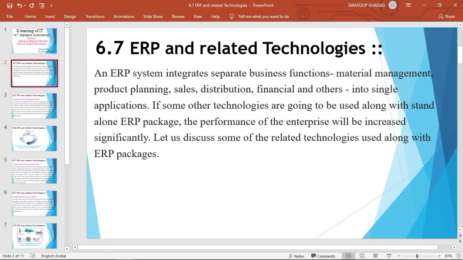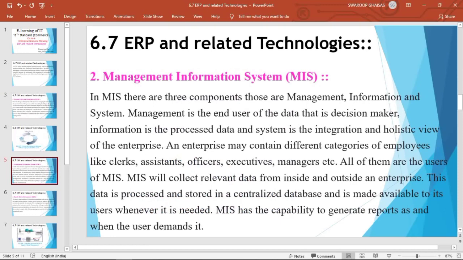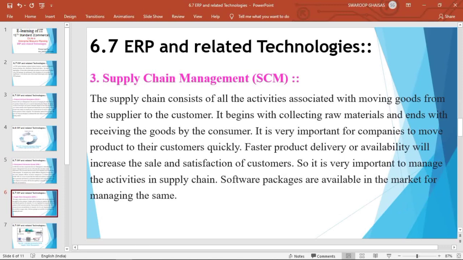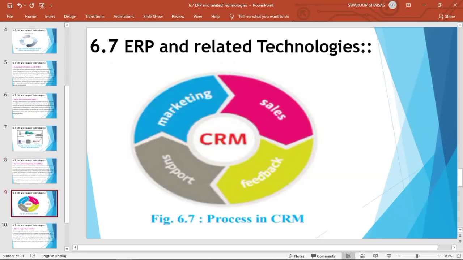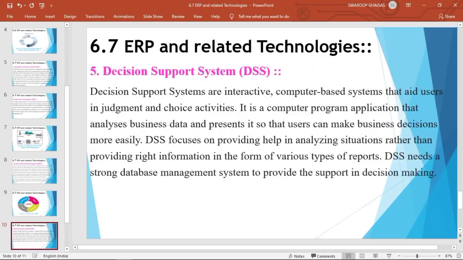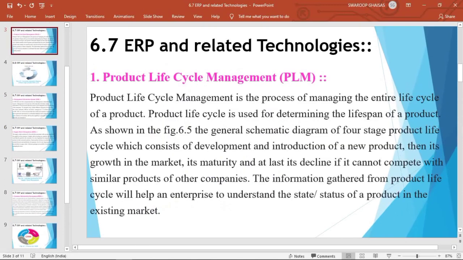So what are those related technologies? There are 5 different related technologies used with the ERP package. First one is product lifecycle management, that is PLM. Second is MIS, management information system. Then supply chain management, that is SCM. Next, customer relationship management, that is CRM. And the last one is decision support system, that is DSS. So these are the 5 different related technologies used along with the ERP package to increase the performance of the enterprise.